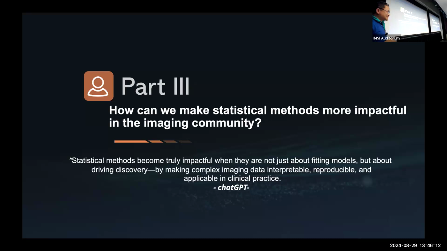Statistical methods become truly impactful when they are not just about fitting our models, but about driving discoveries, by making more complex imaging data interpretable, reproducible, and applicable in clinical practice. I really enjoyed this sentence. That's also from ChatGPT.